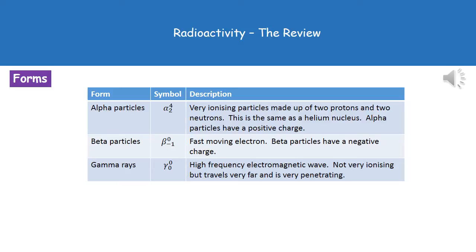Finally, we have our gamma rays. So we've got a symbol for gamma there. No mass number, no atomic number, because this is purely a high frequency electromagnetic wave. Now, our gamma rays are not very ionizing, but they are the most penetrating. That means they'll travel through the greatest amount of things, and that means it can travel very far. So our alpha particles won't travel very far, they're stopped by a piece of paper, remember, but they're very ionizing. And then the other end of the spectrum, our gamma rays, are not very ionizing, but very penetrating.